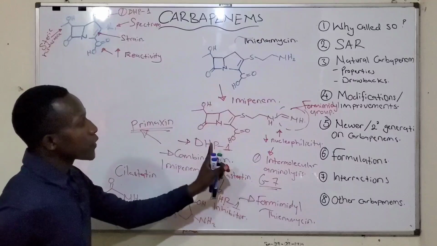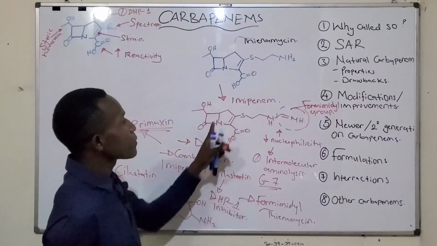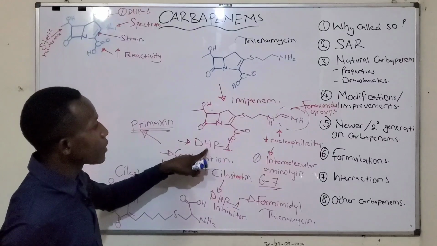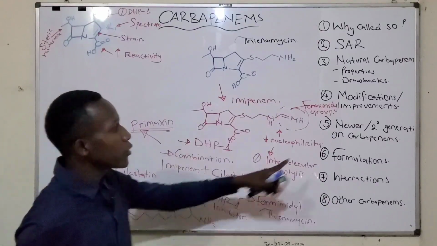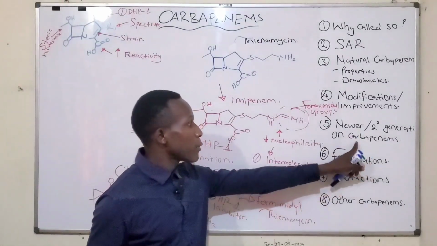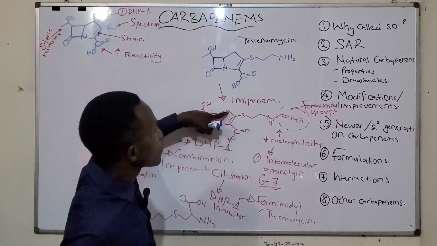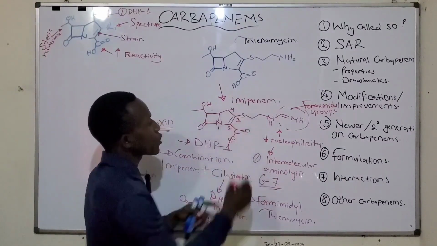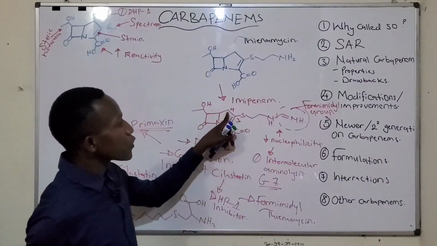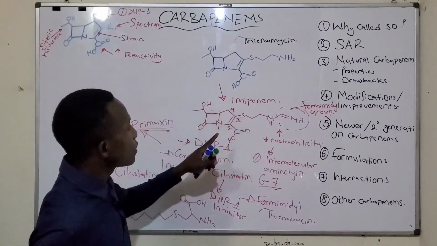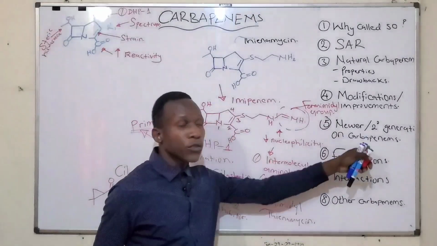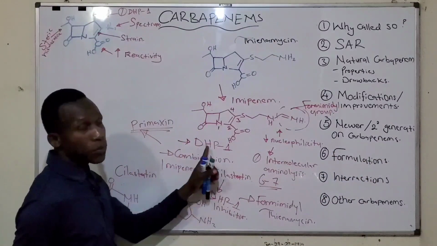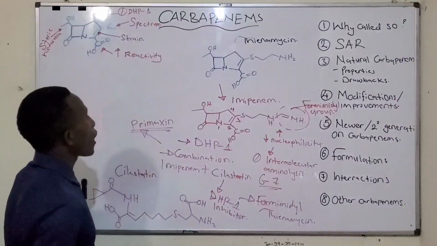So that was the modification, but still we have a problem that there's no drug itself which can inhibit the DHP-1 enzyme. Now this was done for the new or second generation carbapenems by modifying this position. This is position 1, this is 2, this is position 3, and this is position 4. At position 4, they modified them so that we can have the newer carbapenems which themselves can inhibit the DHP-1 enzyme.